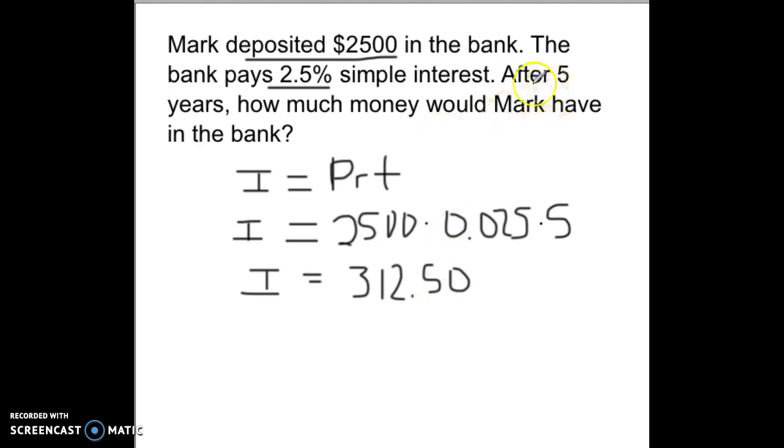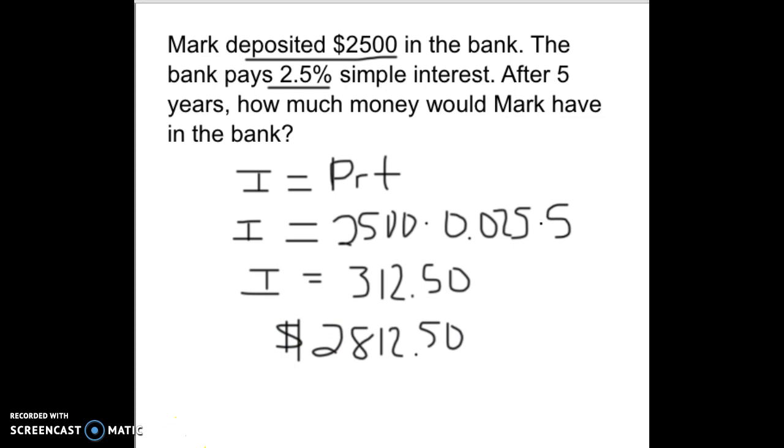So let's read the question. After 5 years, how much would Mark have in the bank? Well, he doesn't just have this $312. He also has the $2,500 that he put in there at the beginning. So we add $2,500 to the $312, and we get $2,812.50. So that's how much money he would have in the bank after 5 years.